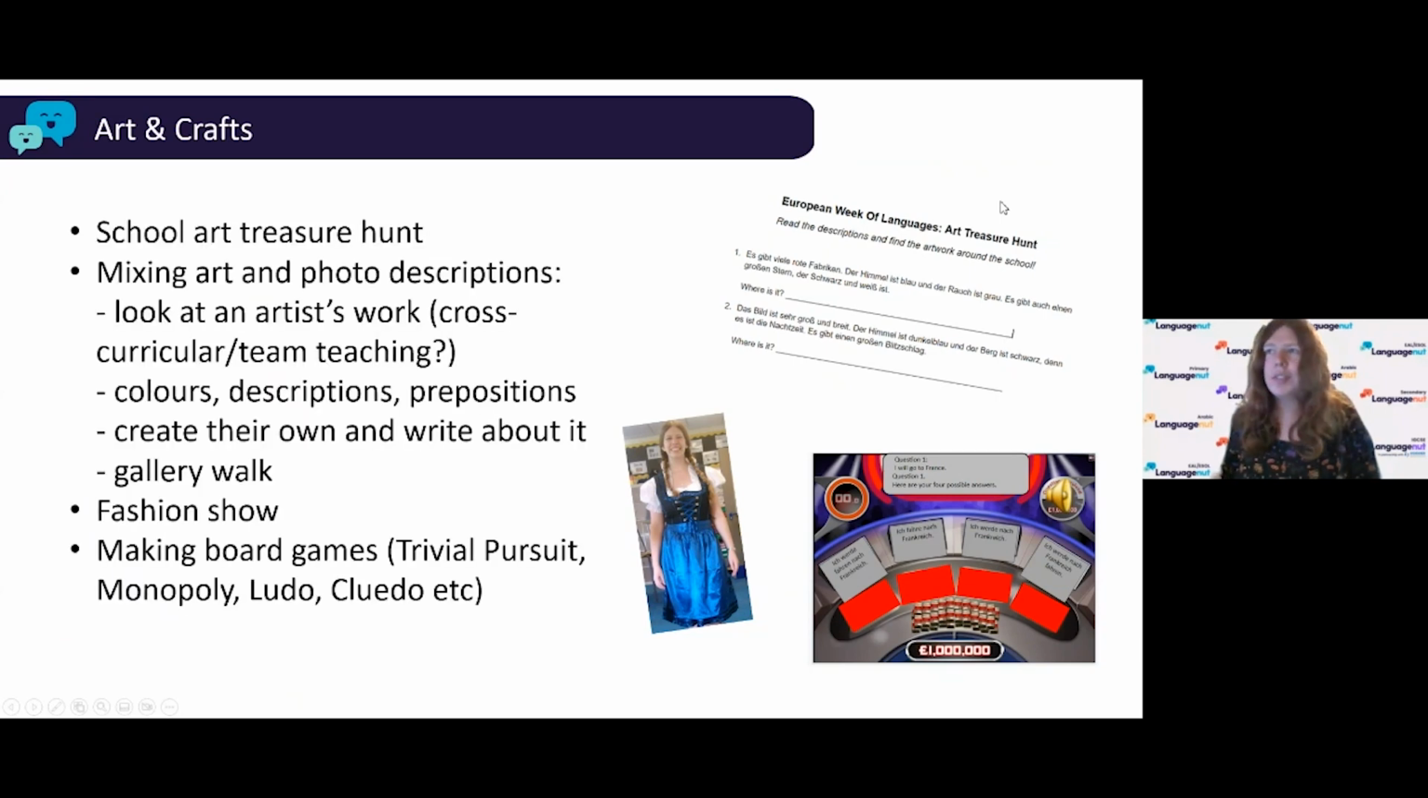And then arts and crafts. So this is kind of generically all other artistic creative things. School art treasure hunt. I've got an example of it here. This is what I used to do in art. We used to have a week of languages at my last school.